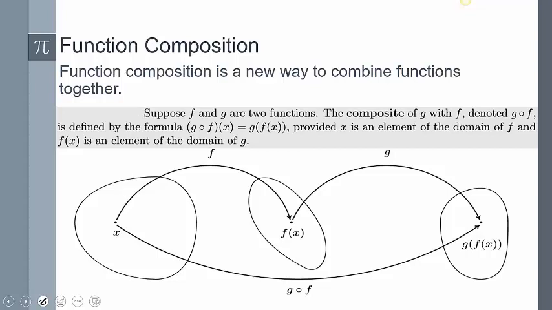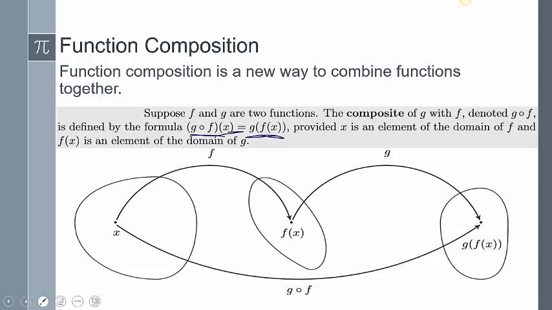So the composite of g and f, denoted g of f, is defined by the formula g of f of x equals g of f of x. So those are the two ways that you can visualize it, and they're both the same, provided x is an element of the domain of f and f of x is an element of the domain of g. So the domains have to be consistent with each other as you go through it, right? You can't have any undefined values at any level of it. If you do, you just have to make sure that it is then labeled.